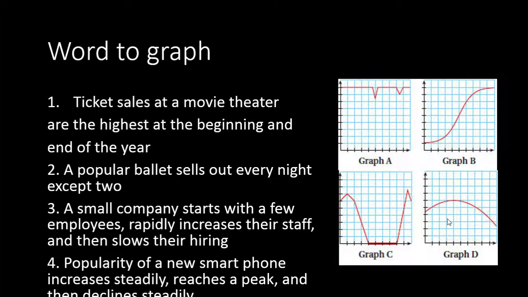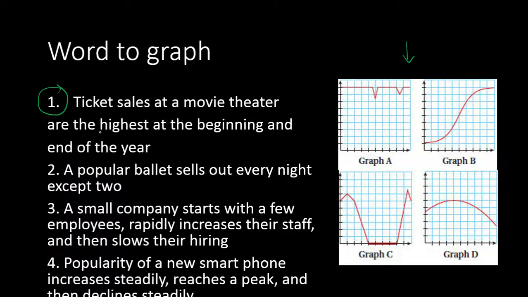Let's look at another example. So another thing we might need to do is just identify a rough sketch of what a verbal situation might look like. So for example, let's look at situation 1, where I say ticket sales at a movie theater are the highest at the beginning and end of the year. Now I want to look at these graphs and identify which one most closely looks like that situation. Notice there are no numbers involved or anything. We're just looking at the behavior of the graph and matching it to the key words.